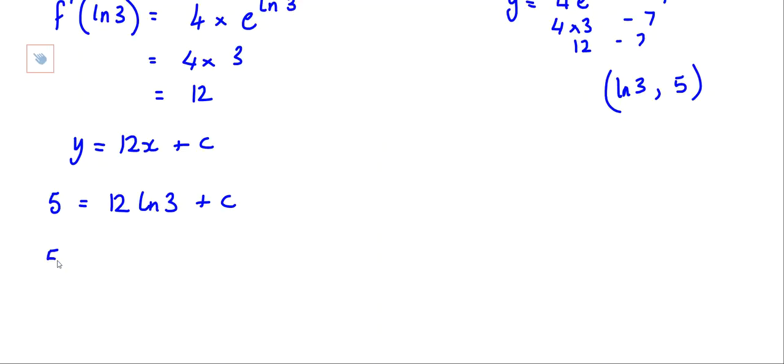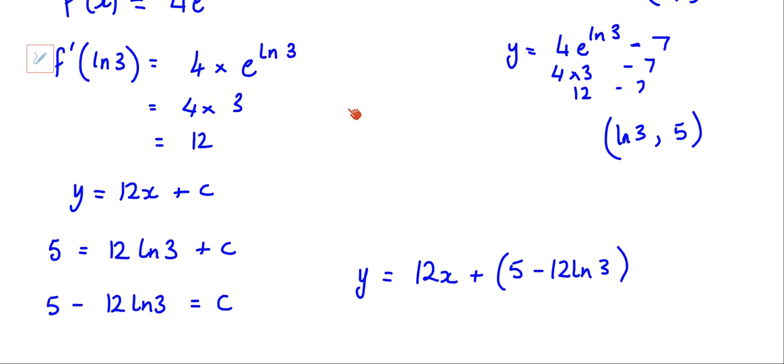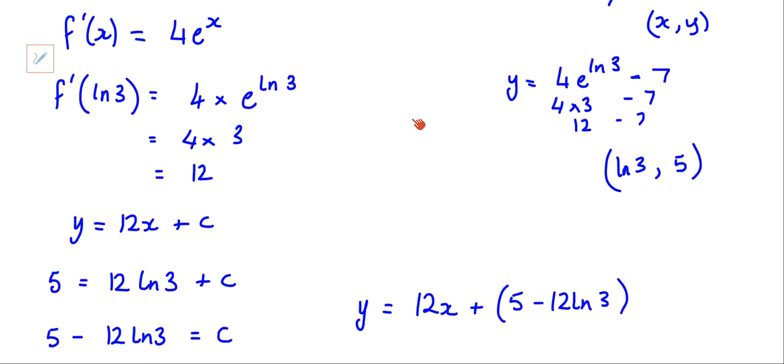So I've got 5 minus 12 natural logarithm of 3 equals c. So I could actually write y equals 12x plus 5 minus 12 natural logarithm of 3, because that's just the c, isn't it? I've rearranged. So that's technically not wrong, it's just not simplified yet. So what is 5 minus 12 natural logarithm of 3?